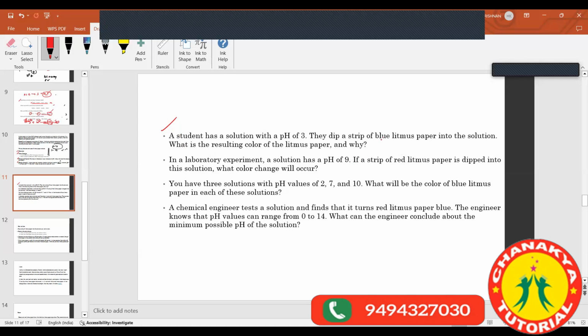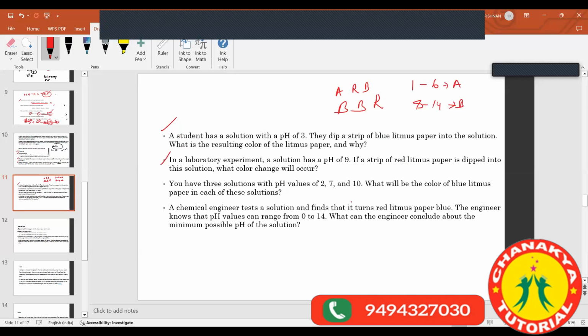So everybody got the same answer? Yes, ma'am. If it is acid, blue turns to red, ABR. If it is a base, red turns to blue, BRB. If it is pH 1 to 6, it is acid. If it is 7, it is neutral. If it is 8 to 14, it is base. So these things you remember, and you can easily answer all these questions.